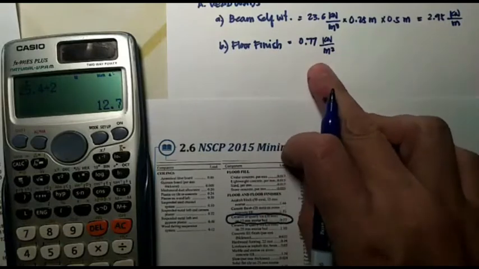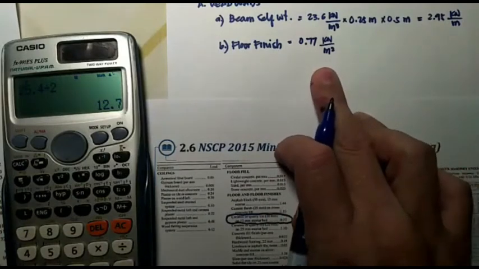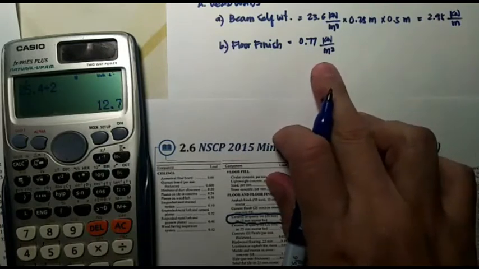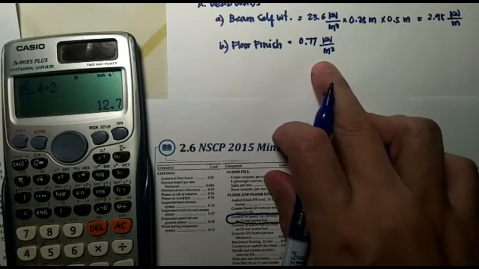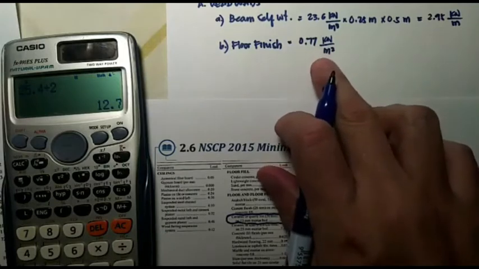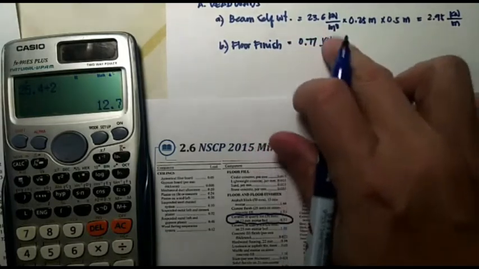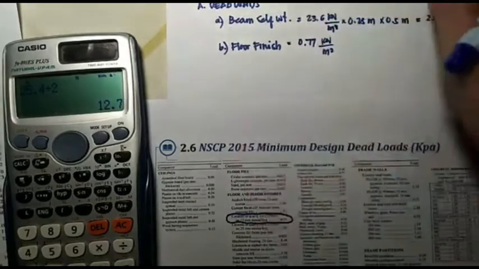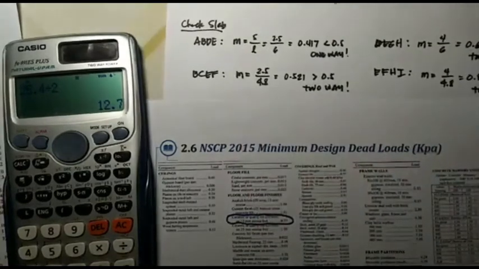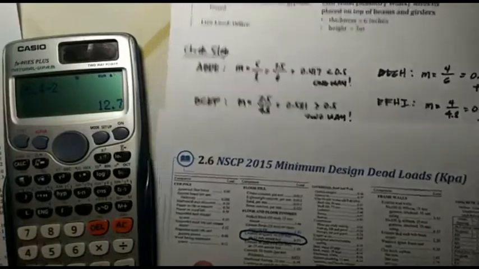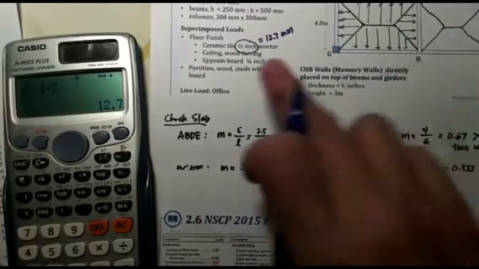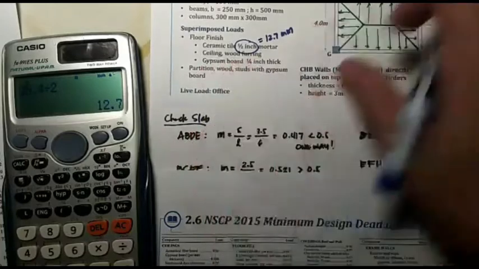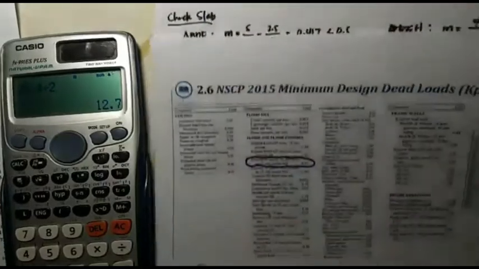Kilonewton per square meter. Okay. Ito na yung floor load niya. So this is based from the tributary area. So we will consider it later based on the tributary area. Okay, floor finish. Next is we have ceiling with wood furring. So ceiling wood furring.